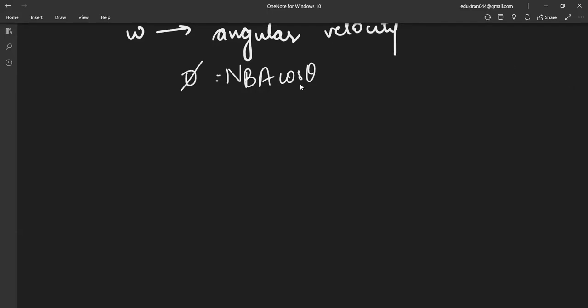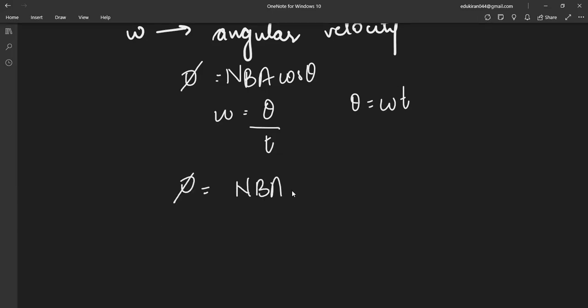Now see, when we write NBA cos theta, omega is what? Angular velocity is angular displacement by time. Right, class? So theta becomes omega t, and this is how omega t gets introduced in every calculation of AC. You will be seeing a lot of omega t: B sin omega t, E sin omega t, E cos omega t, I sin omega t. That's how this is introduced. Fine, NBA cos theta. So theta you can write as omega t, and your phi will become NBA cos omega t.